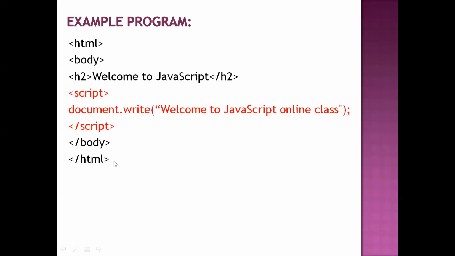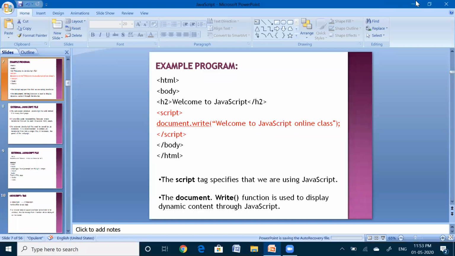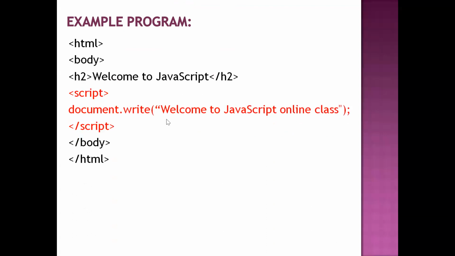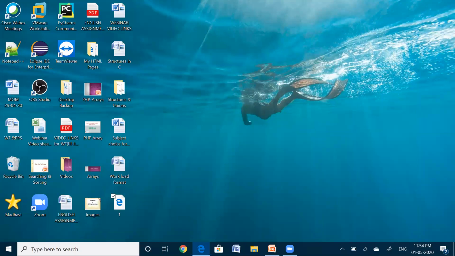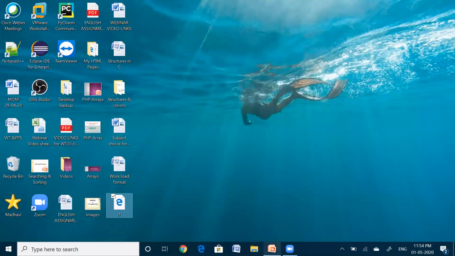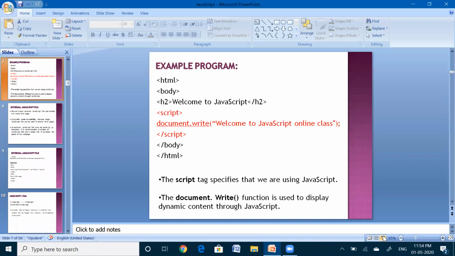Just see the execution process for this program. Just now I told you, if you want to execute an HTML page with JavaScript code, there is no need to use any special software. If you have a browser in your system, that is good enough for running your JavaScript. Once the JavaScript program is over, just save this file with the .html extension. Here I have saved my JavaScript page file on the desktop as 1.html. Now for running that JavaScript, just double click on it. Here it is displaying the message. This is one example program.